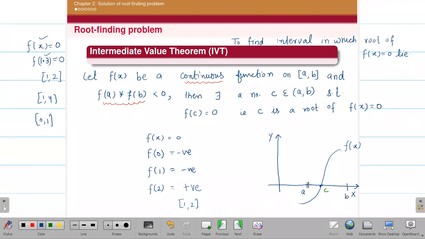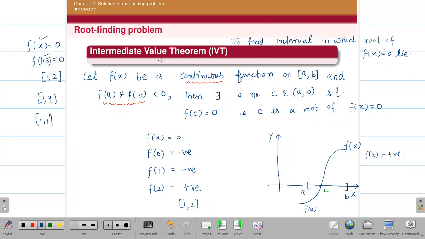Here it is b. So suppose a and b is the interval. Okay. So here you can see f of a is negative if I find the value of this, and f of b is positive. So here you can see it cuts the x-axis here. So c will be the root of this equation.